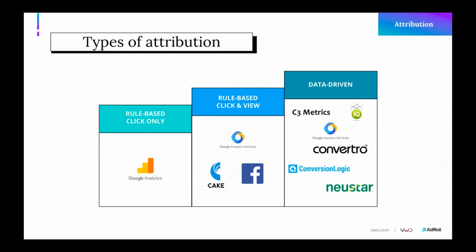So to count view-through conversions properly, some advertisers will take their attribution and they'll shorten that look-back window.